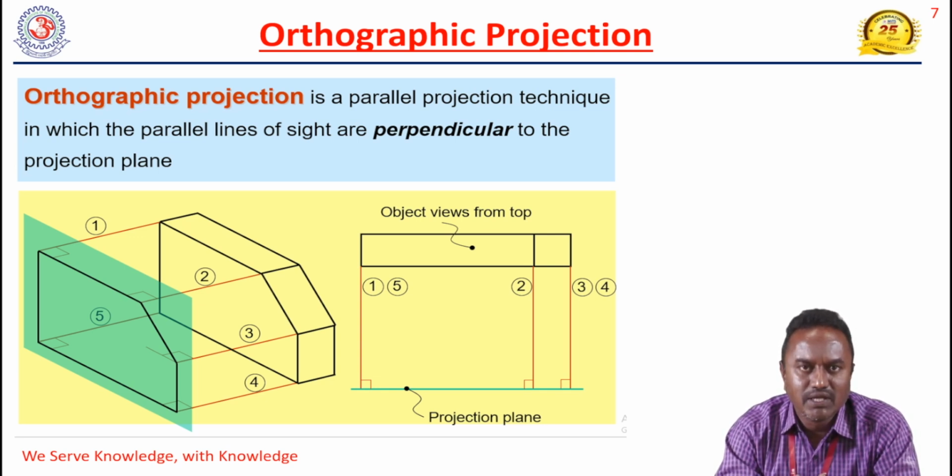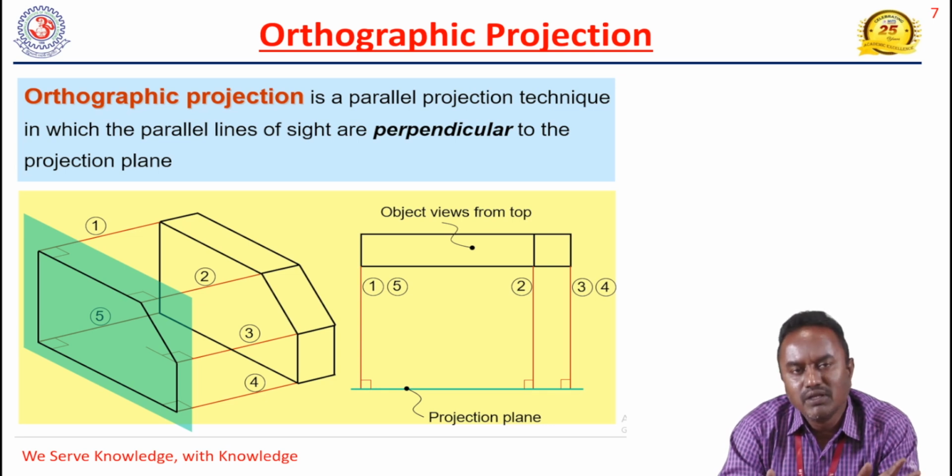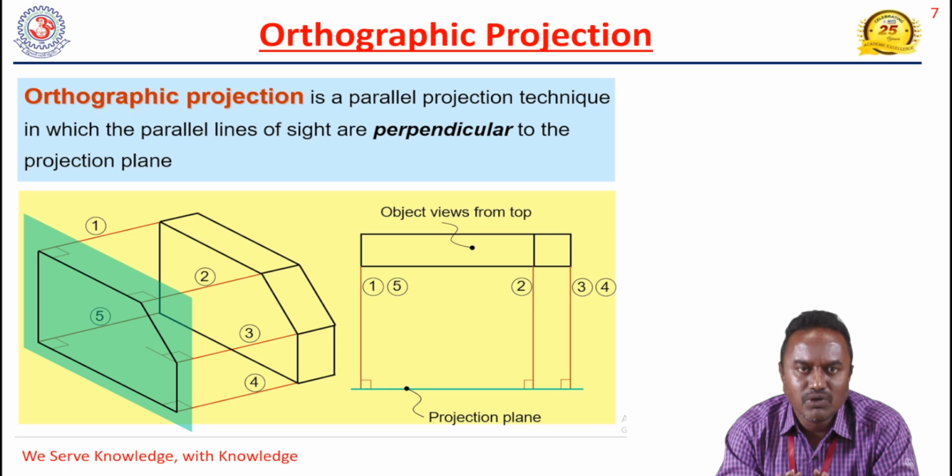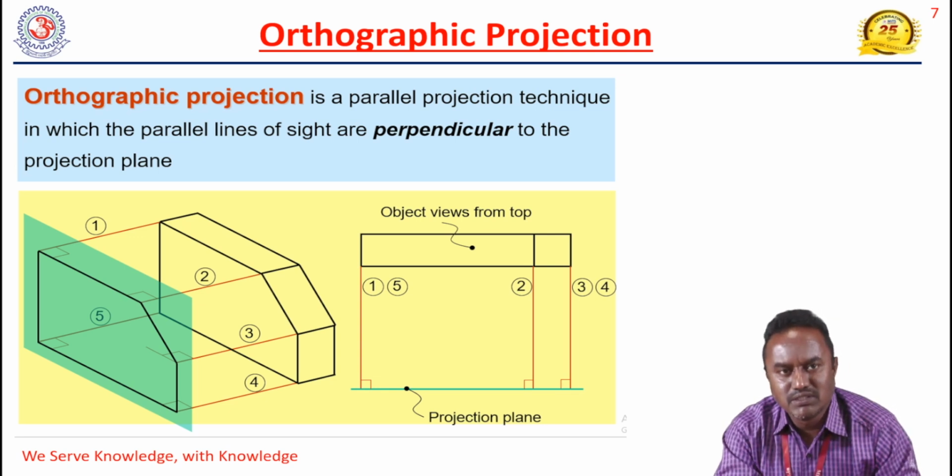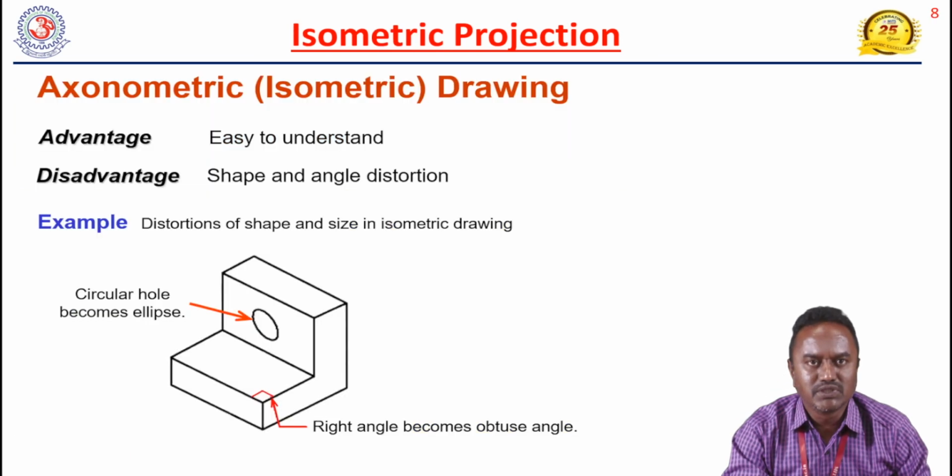Technically, we can say it is the projection technique in which the parallel lines of the sides are perpendicular to the projection plane. When the object and the viewer are perpendicular to each other, we can draw the orthographic projection. Say, in this example, when we draw a component in the front direction, or for the top view or side view, how the object looks when the object and the viewer are perpendicular to each other. This is a simple example of orthographic projection.